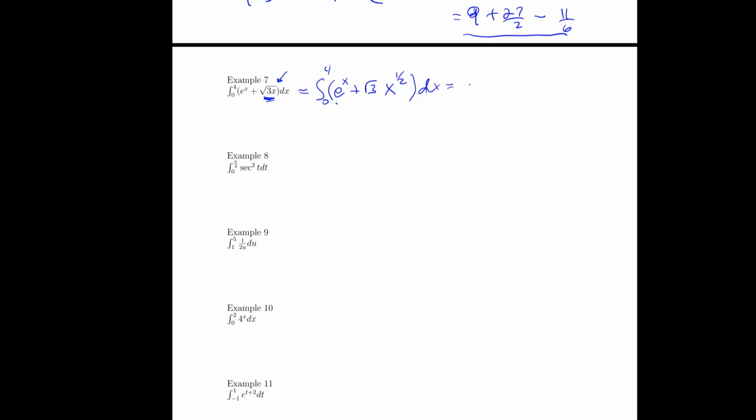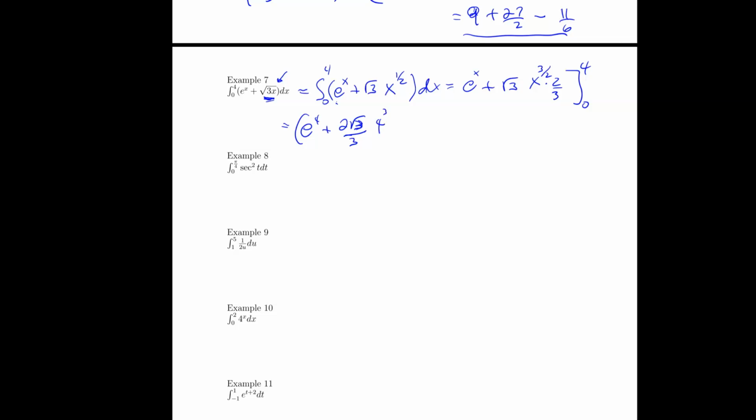The antiderivative of e to the x is e to the x. Carry along the root 3, and then I would add 1 to the exponent, right? x to the 3/2 over 3/2. So I'm just going to do times 2/3 between 0 and 4. Okay, so I plug in the 4 first. So I get e to the 4 plus 2 root 3 over 3.